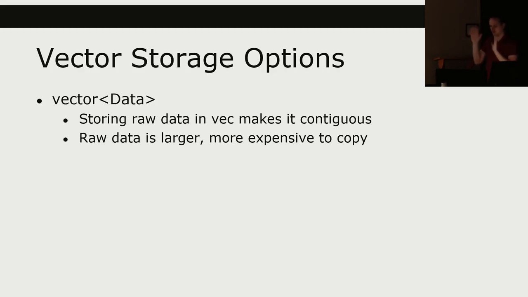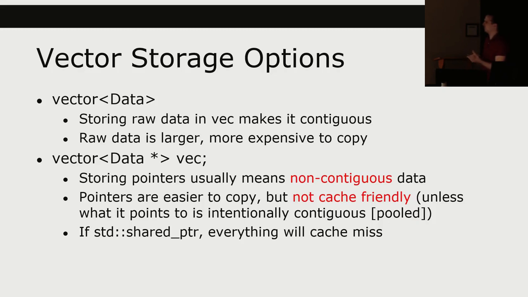It's, again, always trade-offs. But there are essentially two ways to store data in a vector. One is to store the raw data itself, right? Do I store my entity in the vector, all the data for the entity? Or do I store pointers in the vector, pointers to data? If I do the first, then it's contiguous. That's better for cache. If I do the second, it usually means that it's non-contiguous, right? Because each of those pointers, now that pointer there doesn't need to be a raw pointer.